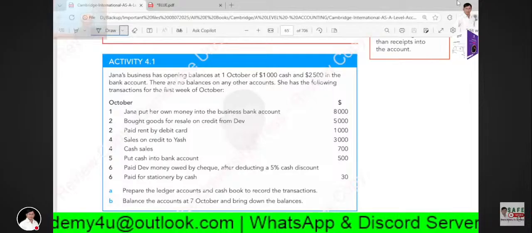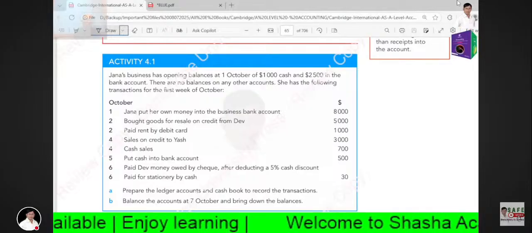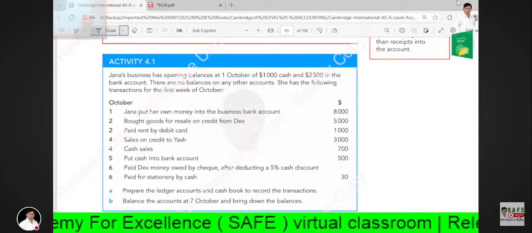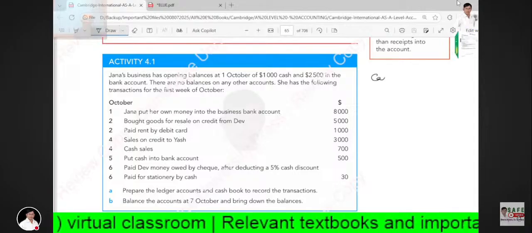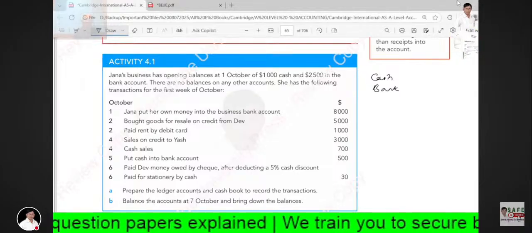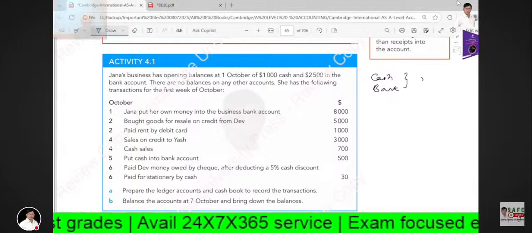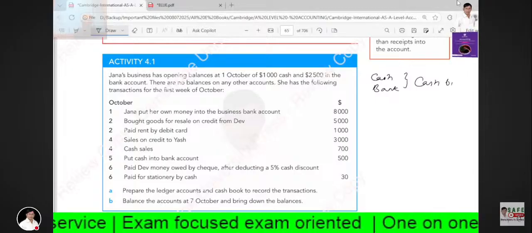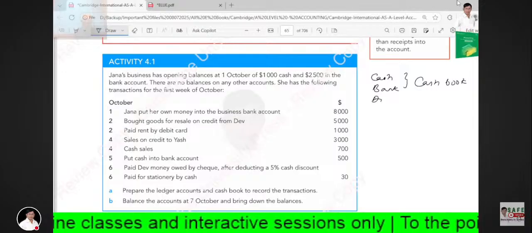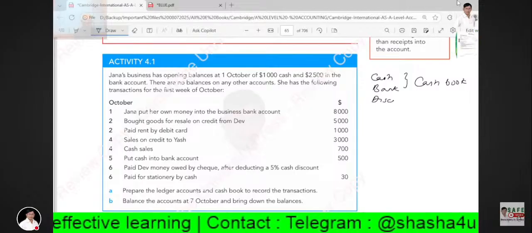So first let us prepare a list of ledger accounts. So Jana's cash account, obviously opening balance, cash account, bank account, or cash book we can say. So this will come in cash book. Even discount will come in this. But discount account also we have to prepare.